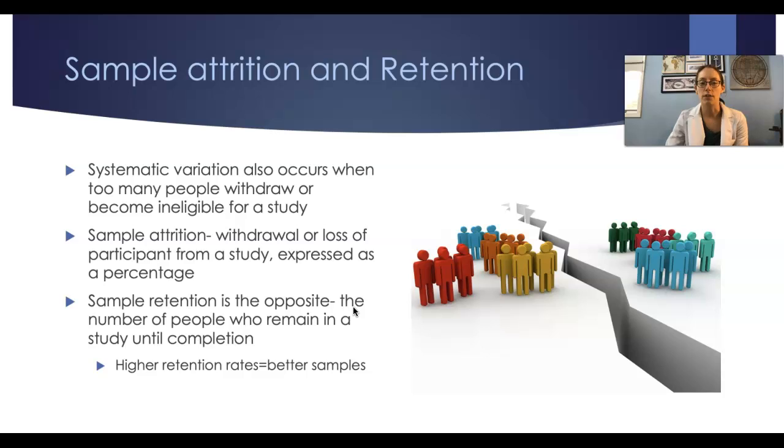It's withdrawal or loss of participants from a study, and it's usually expressed as a percentage. So if you started out with, let's say, 100 people, and then you slowly over time lost 30% of them, you now have a much smaller sample, and that can actually cause some problems for you later on down the road. Sample retention is the opposite. That's the number of people who remain in a study until it's absolutely completed. Higher retention rates typically mean better samples.